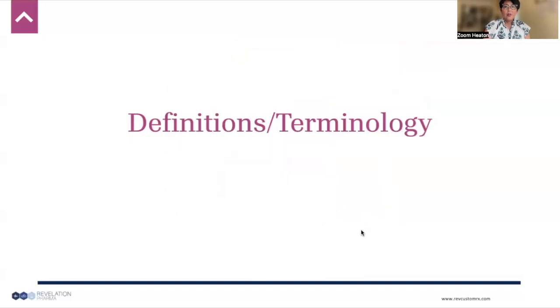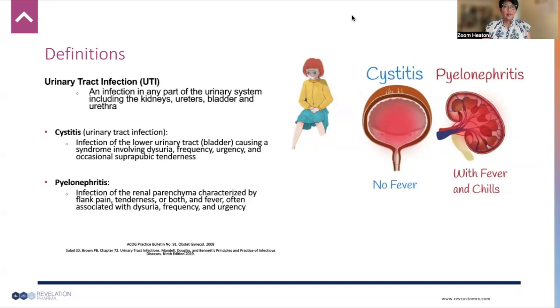Okay, now let's get into some definitions and terminology. Just to have clarity with some of the terminology, we have urinary tract infection, or UTI, which is an infection in any part of the urinary system, including the kidneys, the ureters, bladder, and urethra.